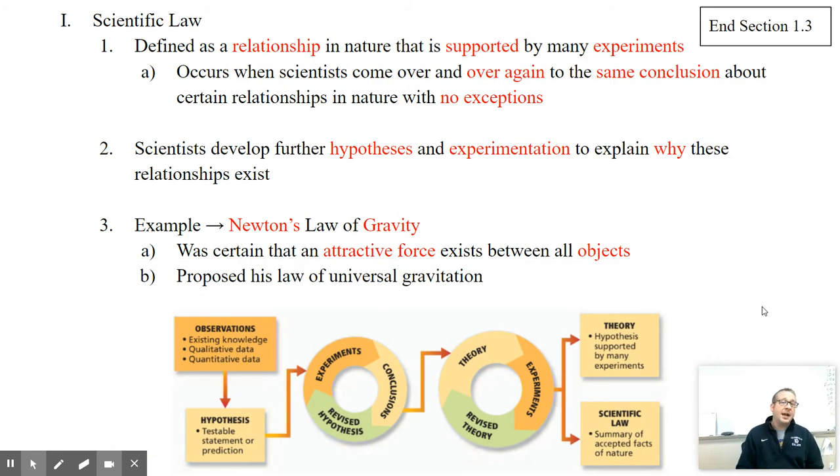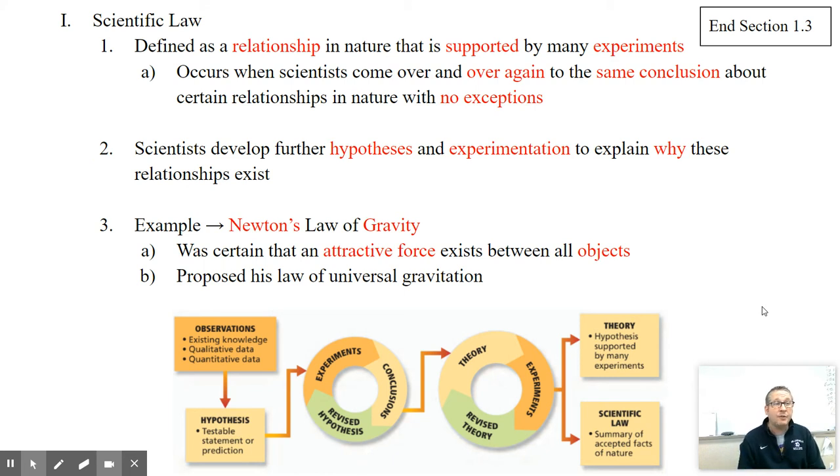And lastly, you have scientific law, which is a relationship in nature that is supported by many experiments. This occurs when scientists come to the same conclusion over and over again about certain relationships in nature, with no exceptions. It will always, always happen. It doesn't necessarily become modified anymore. Scientists develop further hypotheses and experimentation to explain why these relationships exist.